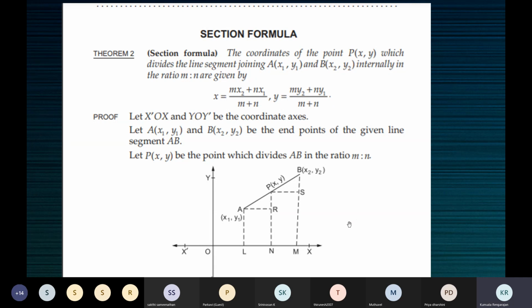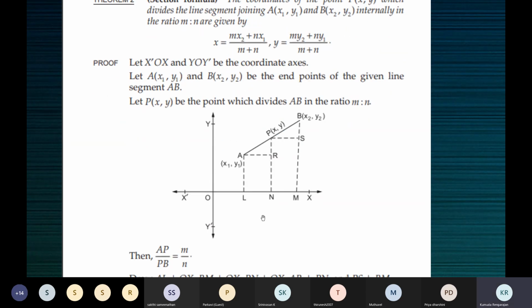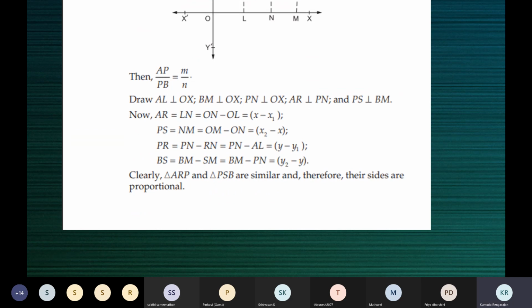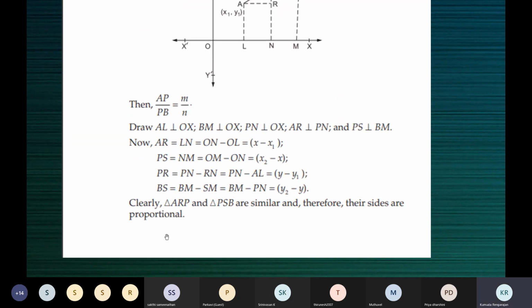So now let's proceed with the proof. I was just trying to tell you why we need to find this. Now look at this, children. When we say ARP is similar to PSB, AR by PS is equal to RP by SB is equal to AP by PB. It's enough if you write this: these two triangles are similar, so their sides are proportional.